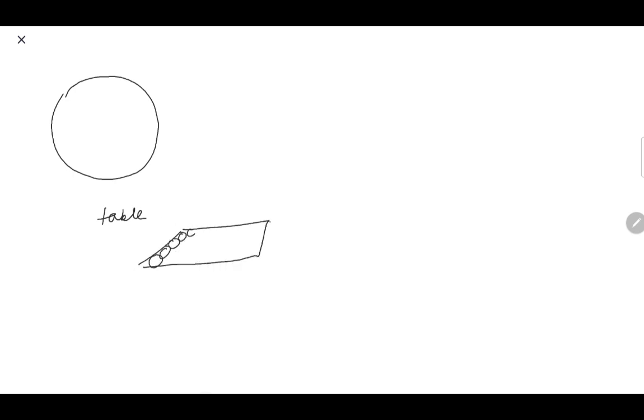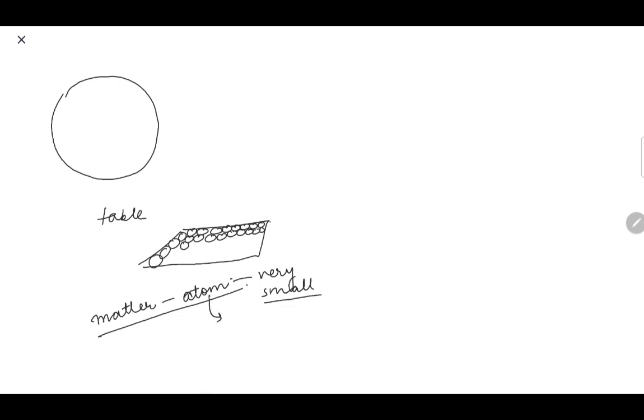Why is that so? When we talk about an atom, we know that everything in nature is made up of atoms. If you talk about a table, that table is also made up of small atoms, though whether we are able to see them or not is a different story. Matter is made up of atoms, an atom is very small, and every atom in nature is neutral.